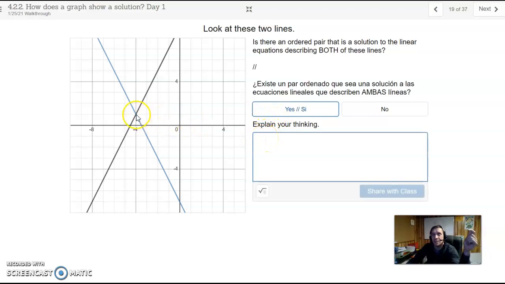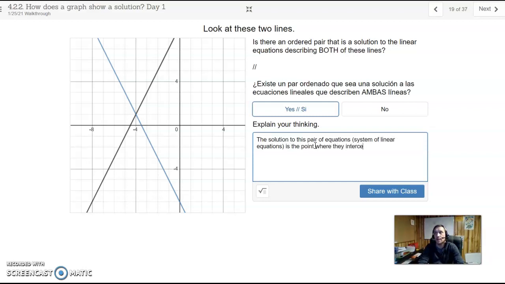Okay, the thinking is the solution is where the two lines intersect. And so you can see this point, (-4, 1). The solution to this pair of equations, we also call them a system of linear equations, is the point where they intersect. That point is (-4, 1). All right, so think about that. Two lines on the same graph, their solution is where they intersect, okay?